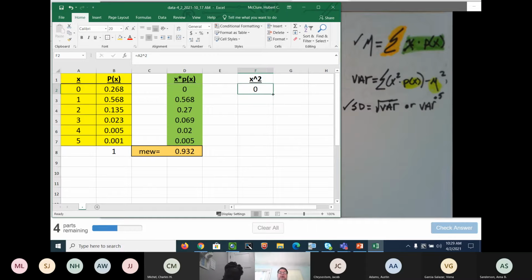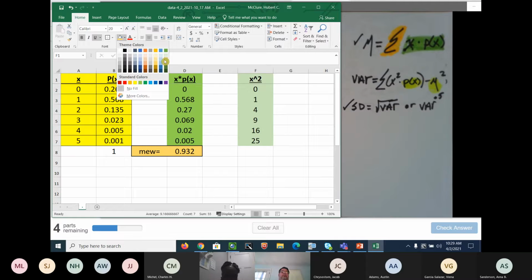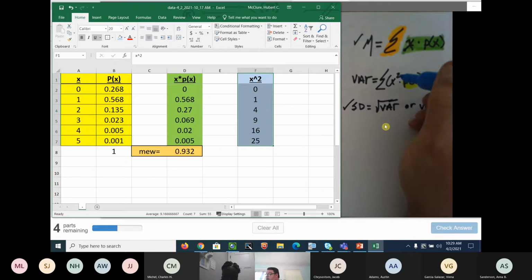Now y'all should be able to do 1 squared, 2 squared, 3 squared, 4 squared, and 5 squared in your head, okay? But I'm doing it to show you the process. All right? So I'm going to take my handy dandy blue highlighter, and I'm going to highlight this in light blue so you can see it. And that is what we just did right here.